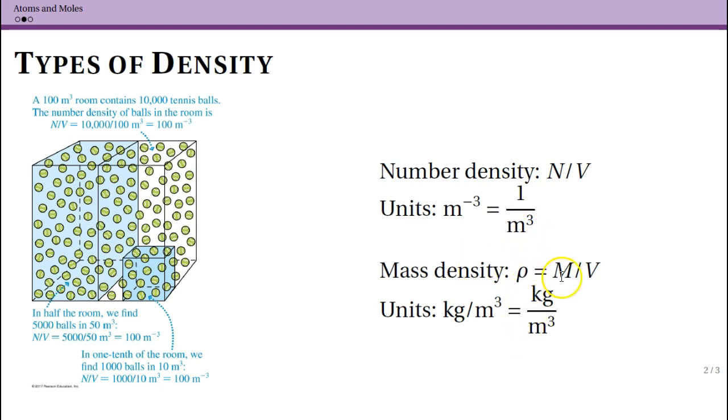Mass density is going to be mass divided by volume, so it's kilograms over cubic meter. So that's the big difference there, but do keep track in a problem as to whether you're told number density or mass density, and if you're asked to calculate something, keep these straight. In general, if I just say density, I mean mass density, but I'll try to be specific when we're in a situation where I could mean either.